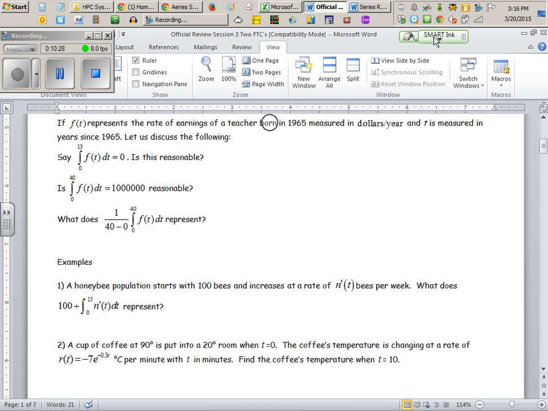So the question is saying that the teacher was born in 1965. So time 0 represents 1965. Time 13 represents 1978. Right? Okay. So this represents 1965. This represents 1978. The teacher's 13 years old, and his salary is $0 more than it was when he was born. Is that reasonable? Does allowance count? Not if it's rate of earnings. Well, actually, I don't know. That's a good question. Technically, a child could earn a little money.